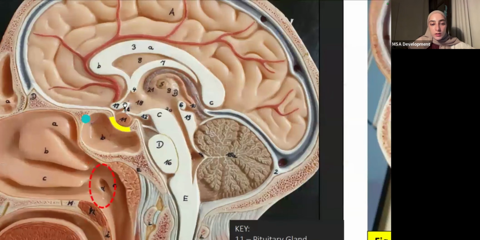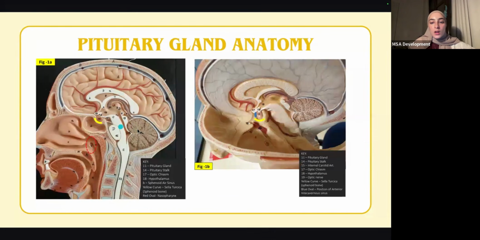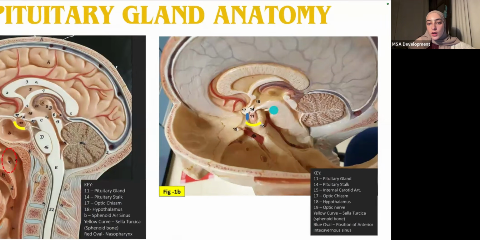And this is the infundibulum, the stalk that connects the hypothalamus, which is number 18 here, to the pituitary gland. This is the same structure here. As you can see, this is the sella turcica, where the pituitary gland, number 11, is sitting inside. And then the 14 is, what's it called? The infundibulum, the stalk.